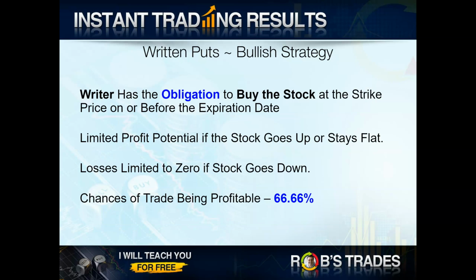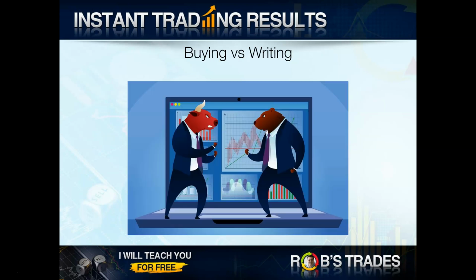Now, written puts is a bullish strategy. The writer has the obligation to buy the stock at the strike price on or before the expiration date. So it's limited profit potential if the stock goes up or stays flat. Losses are limited to zero if the stock goes down. Okay, so losses are getting bigger and bigger as the stock goes down. The chances of this trade being profitable is again 66.66%. Okay, 2 out of 3 things can happen for this trade to be profitable.